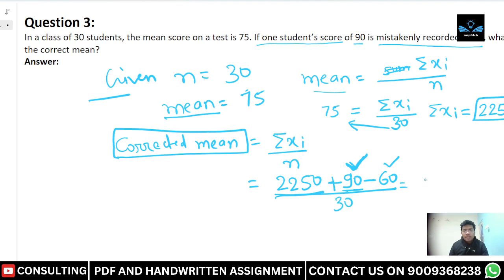So after this we will get 2280. It means that this is the right sum, and when we divide it we will find the correct answer. So 3 sevens are 21 and 3 sixes are 18, so this will be our answer, which is 76. So we have found this value.